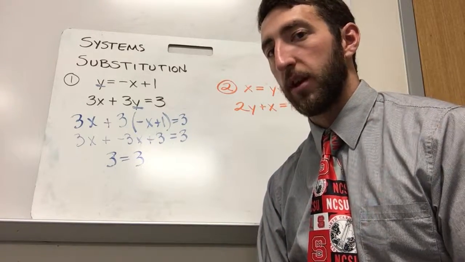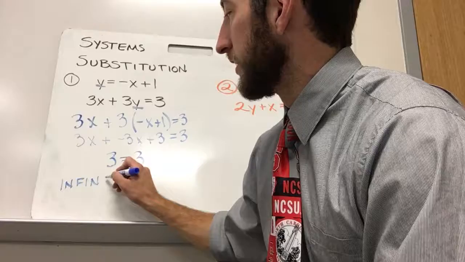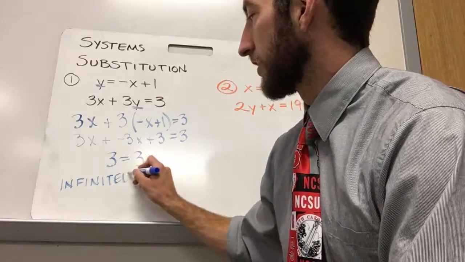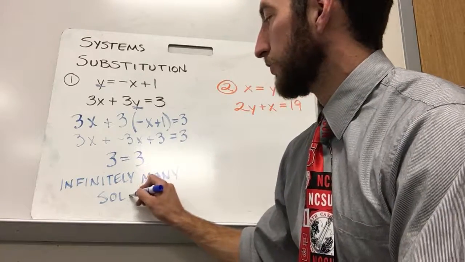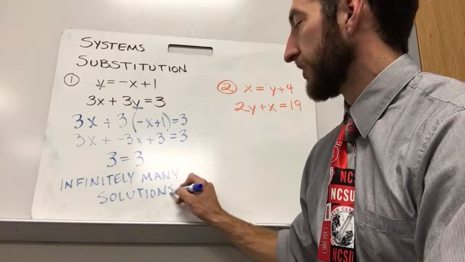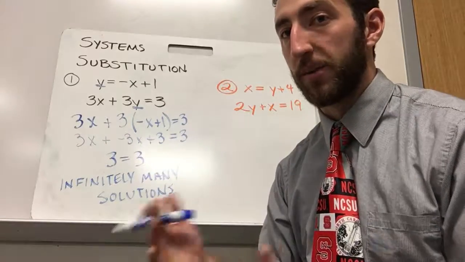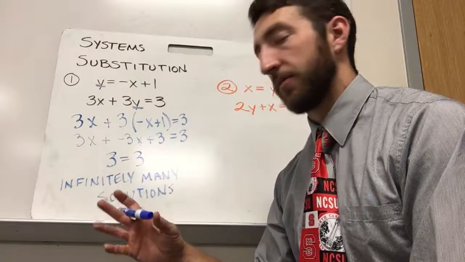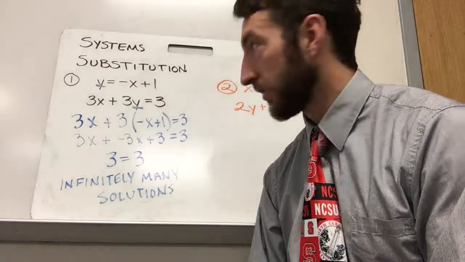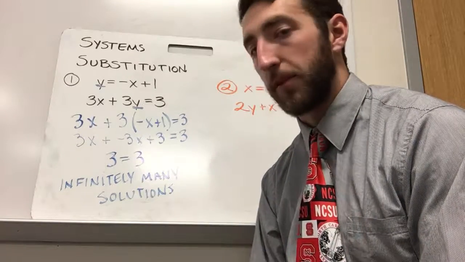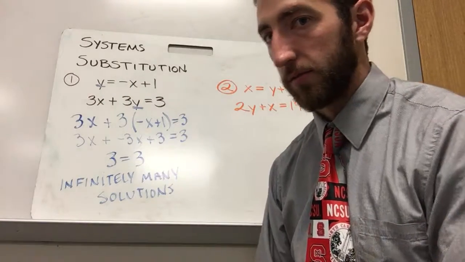3 is always equal to 3, so we actually have infinitely many solutions. What this basically means is these are the exact same lines. If I were to solve one for y and graph them, they would coincide, they would be exactly the same. So I can put in whatever I want for x and y, and I will get out the same thing no matter what. Whatever I put in for x, it's going to give me the same y. So I have an infinite amount of solutions because those are the same lines.